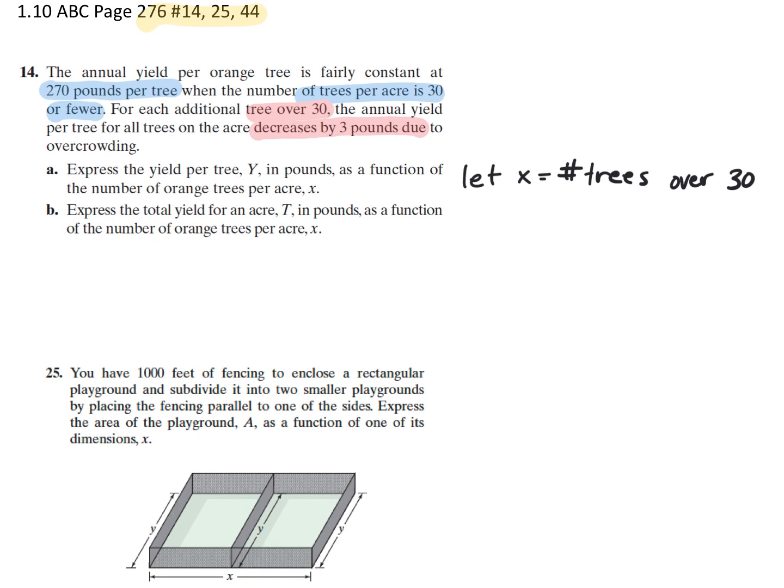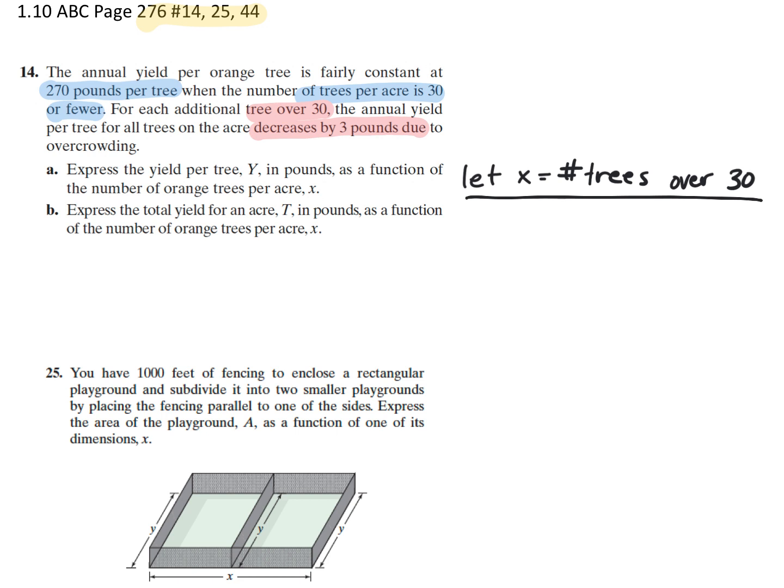So they want us to express the yield per tree as a function of the number of orange trees, but we can make some assumptions here. If we plant less than 30 trees, we're not going to increase the yield, and we're just going to have less trees with the same amount of yield. So what I like to do on a problem like this is to let X equal the number of trees over 30. All right, so any additional tree will just be added to the original 30.